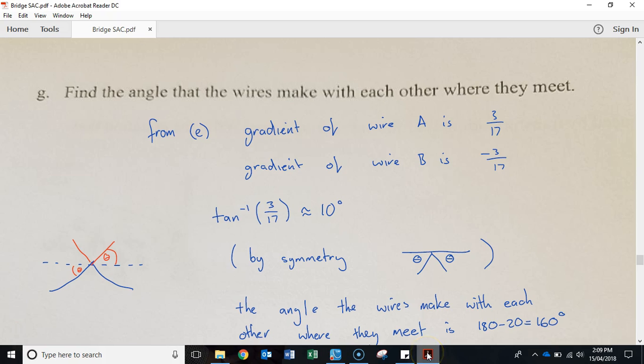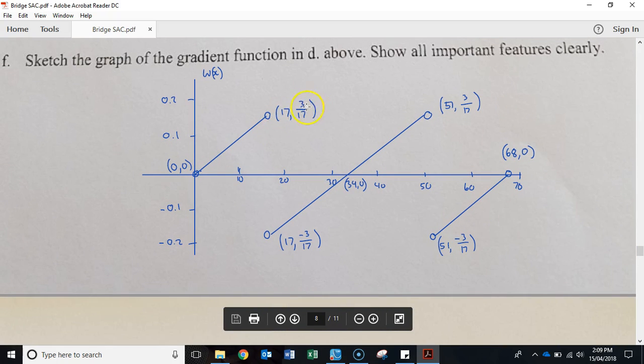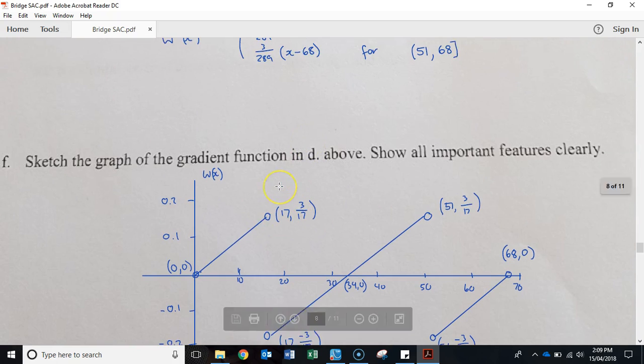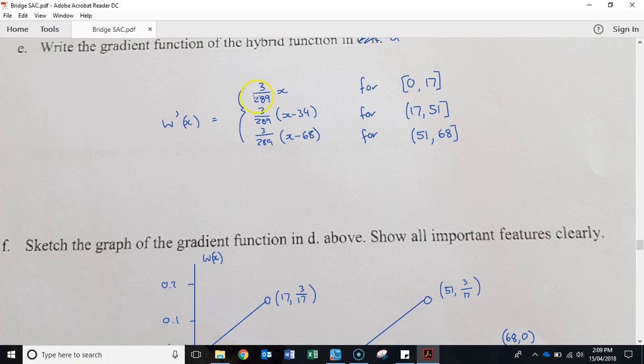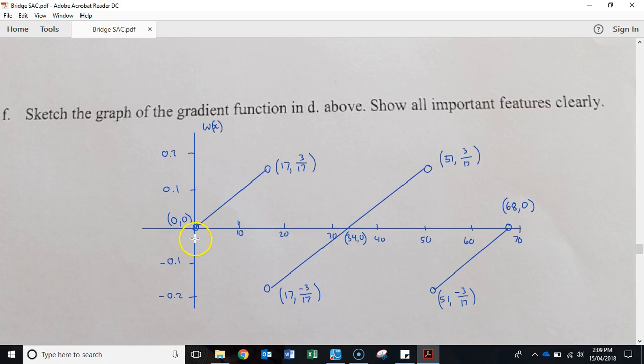On the graph that I drew here, there it is. I had a fraction, and that's because I just substituted the value 17 straight into the hybrid function here. And so 3 times 17 divided by 289 is just 3 on 17. And then it makes sure that you've got all of those endpoints as open endpoints, because the derivative does not actually exist at the cusps. So the cusps being the points where the wires meet, and of course it doesn't exist at the end either.